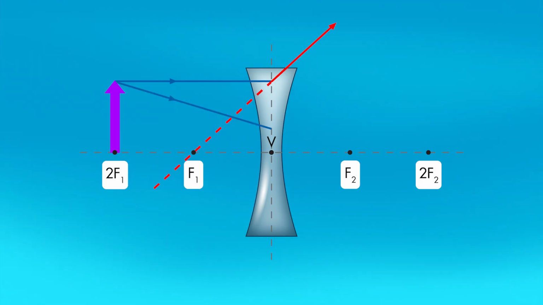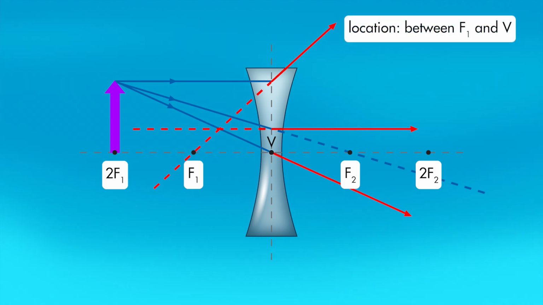The second incident ray is drawn from the top of the object to the lens. An extension of the ray passes through the far focus at F2. When the incident ray passes through the lens, it refracts parallel to the optical axis. An extension from the refracted ray is drawn back through the lens parallel to the optical axis. The third incident ray is drawn from the top of the object through the vertex. The refracted ray continues on the same path.